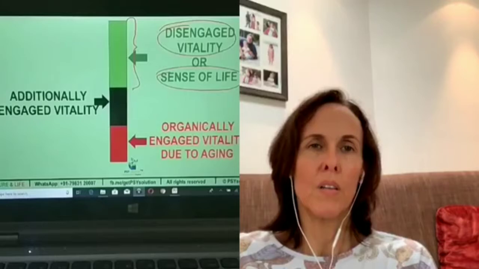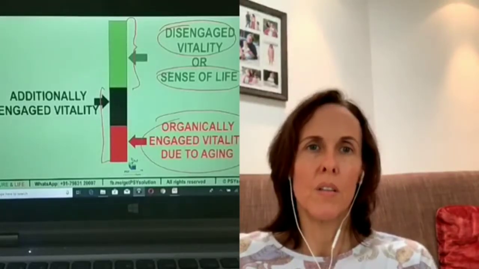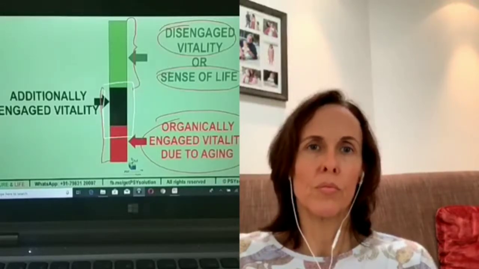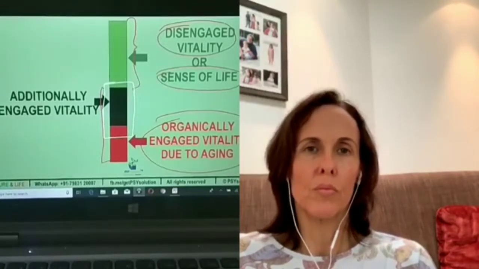Now, what is the engaged vitality? In the engaged vitality, there are two portions, as you see. The red portion is the organically engaged vitality due to aging, what Victoria has just explained. Aging is a process which keeps engaging our vitality slowly and progressively as we reach towards death. That's the fact of life. But this black portion is the main problem area. The black portion is the additional engagement of vitality due to our bad choices in life.